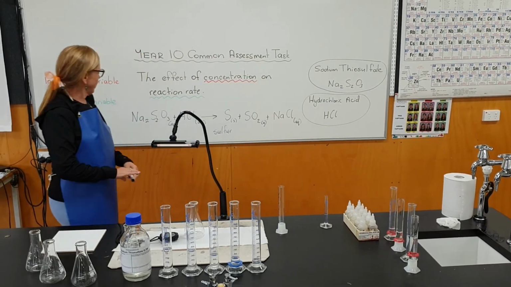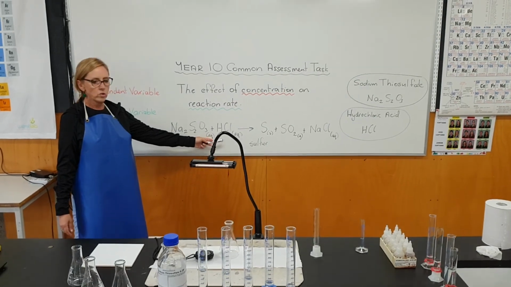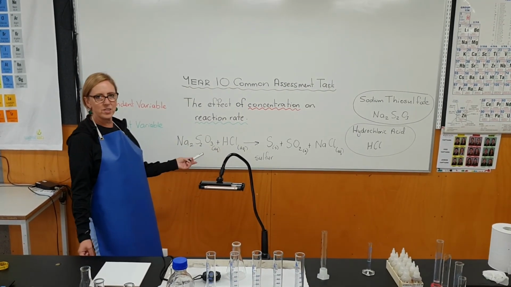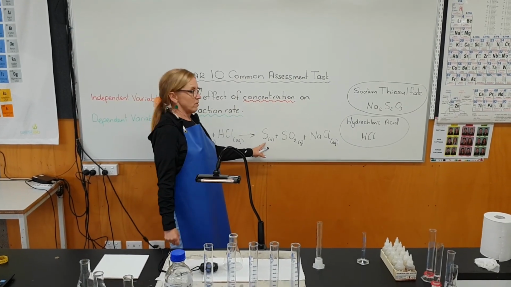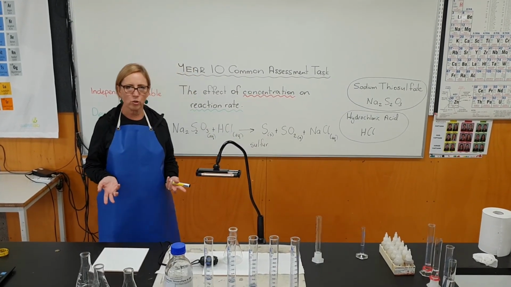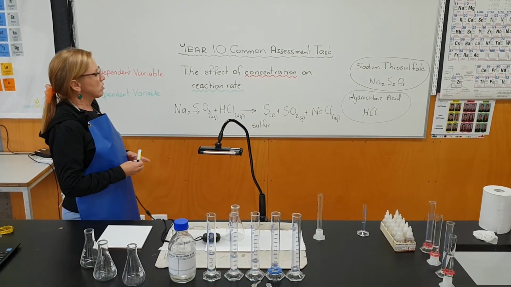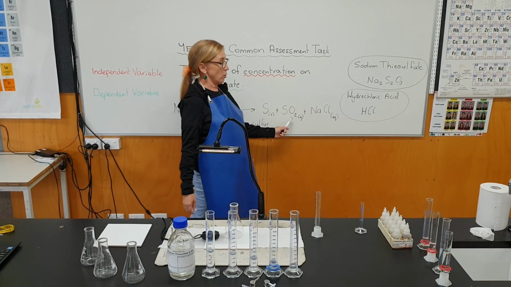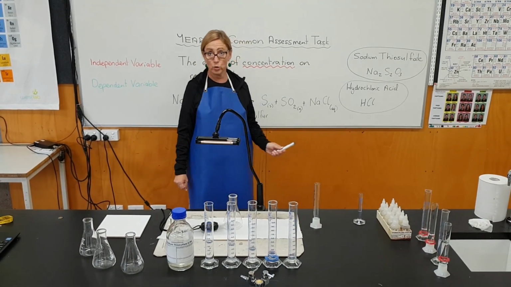Now we're going to combine sodium thiosulfate with hydrochloric acid. What's going to happen with that is that we're going to get a precipitate. So we're going to get some solid material coming out, which is our sulfur. To us, that's going to look like some cloudiness in the solution. We also do get some sulfur dioxide, which we won't see, that's a gas, and we'll get some sodium chloride in the solution as well.